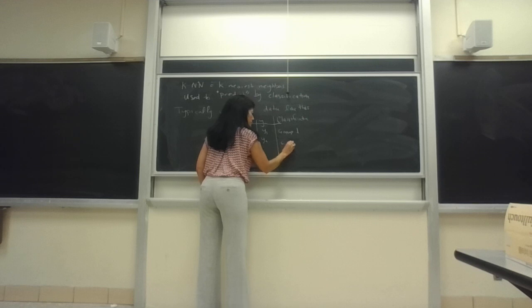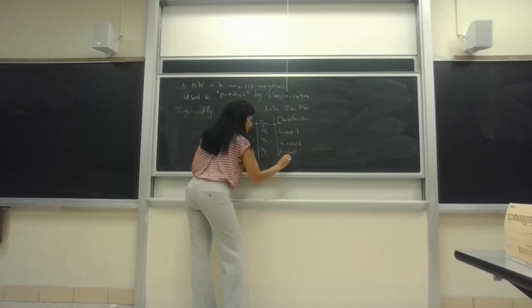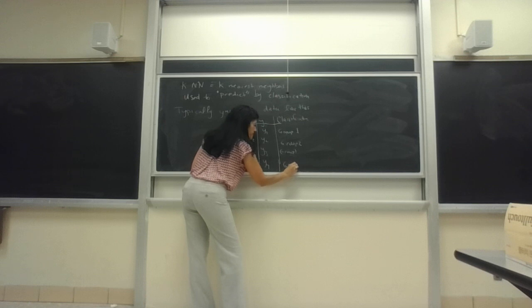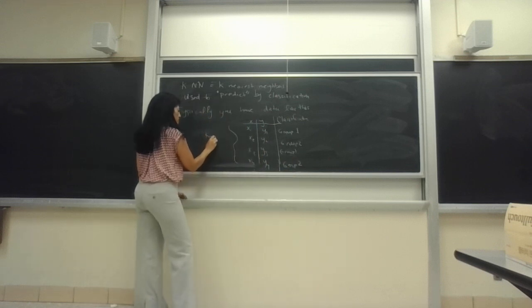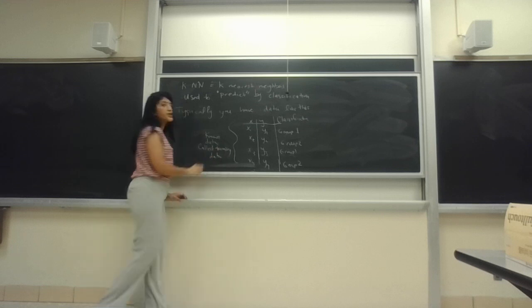1, 2, 1. So there's a known classification. This data is known. This kind of data is called training data.